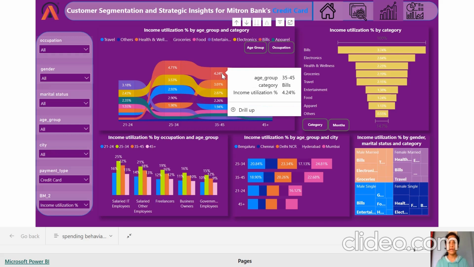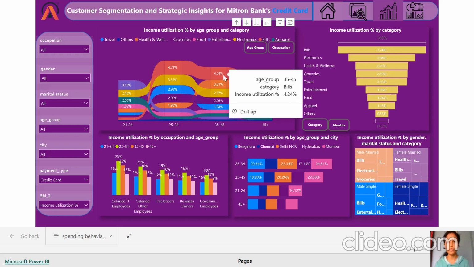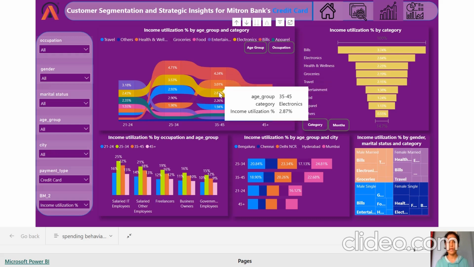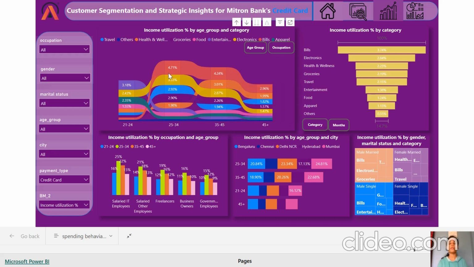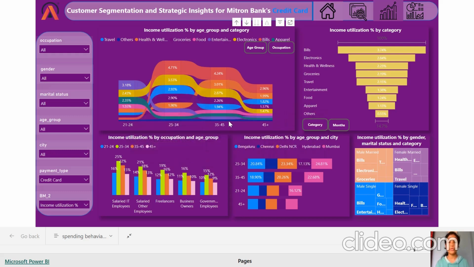Similarly, we can go through this also. The 35 to 45 age group customers spend more on bills, next is health and wellness, and next is electronics. In the same way, we can analyze the 21 to 24 age group and the 45 plus age group.